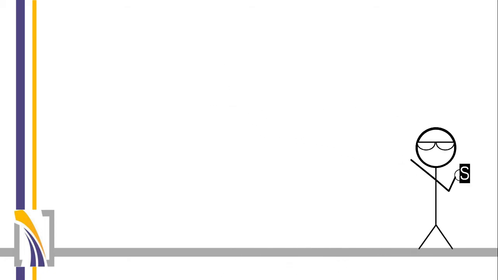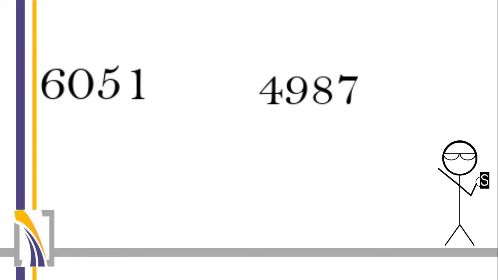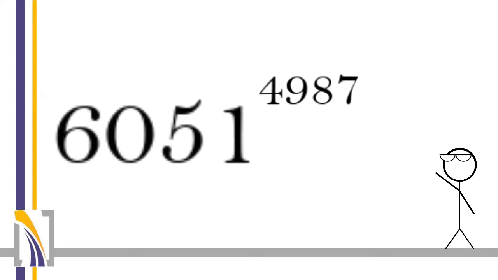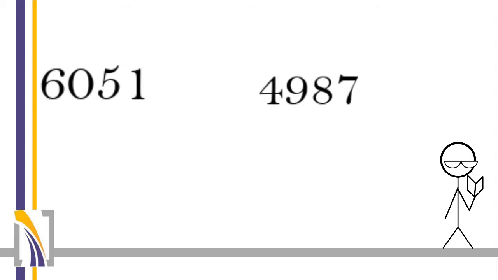So let's have a look at these two numbers. There is 6,051 with 4,987. Now, which one is greater and which one is smaller? As we can see, the 6,051 is greater than the 4,987, while the 4,987 is smaller than the 6,051.